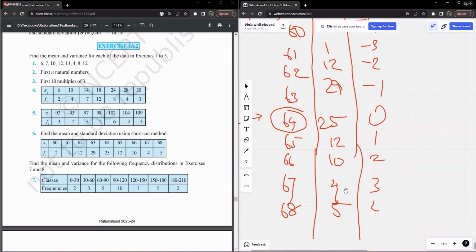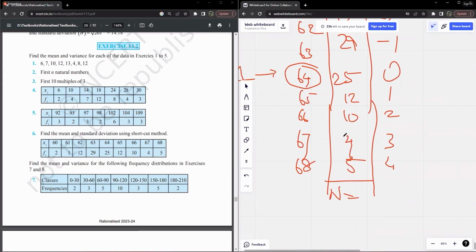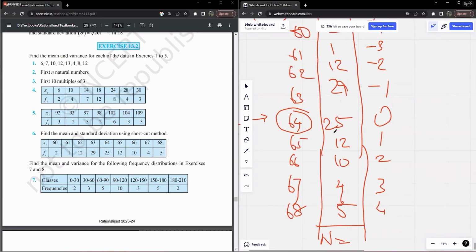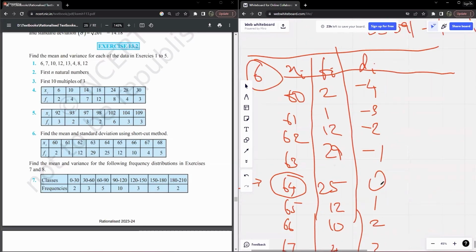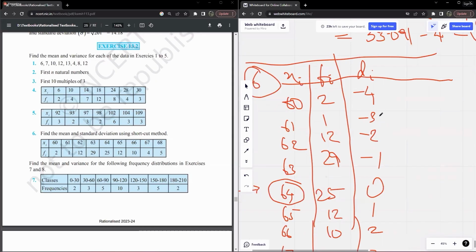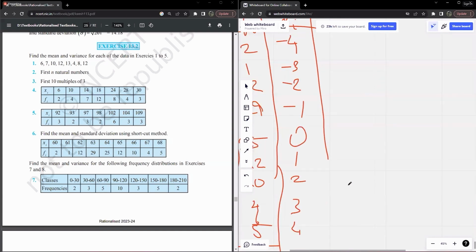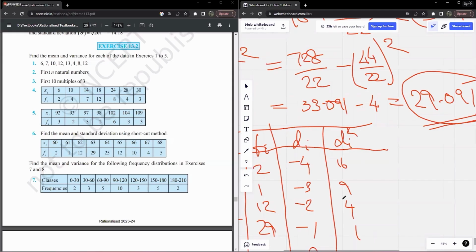From this, we have n is equal to 100. This is 2, 2 and 1 is 3, 3 plus 12 is 15, 15 plus 29 is 44, 44 plus 25 is 69, 69 plus 12 is 81, and so on up to 100. Since we have di's, then we have di squares, which is basically 16, 9, 4, 1, 0, and 1, 4, 9, and 16.